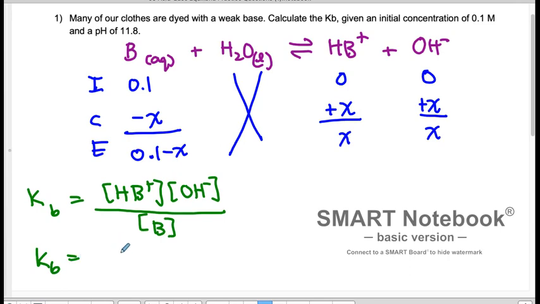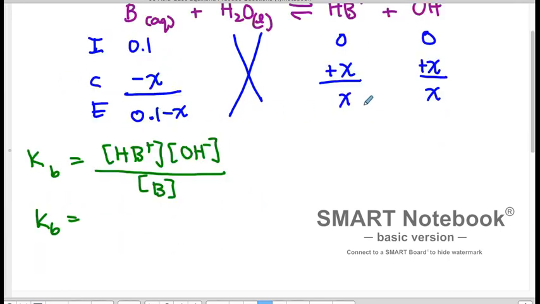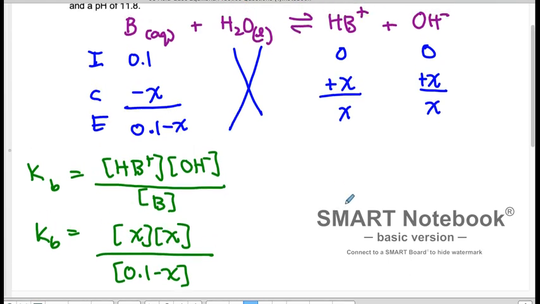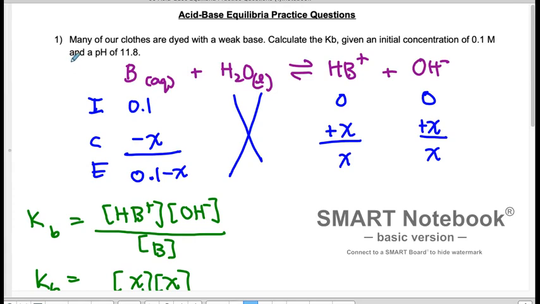If we were to plug in the equilibrium terms, we would get x multiplied by x divided by 0.1 minus x. Now, at this point, we cannot actually solve for Kb because we have too many unknowns. We have x as well as Kb. So we have to look back in the question and say, okay, we're at a standstill here. Is there anything else that's given? And in the last line, it gives us the pH of the solution of 11.8.